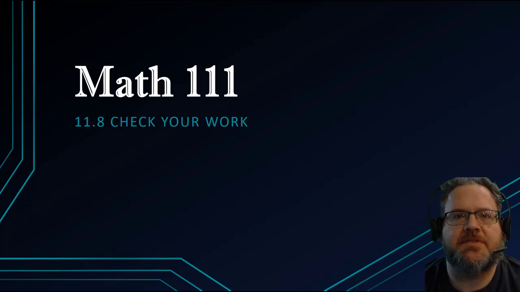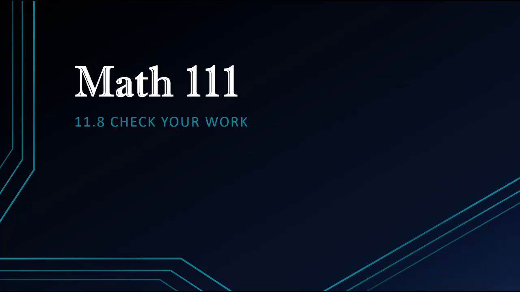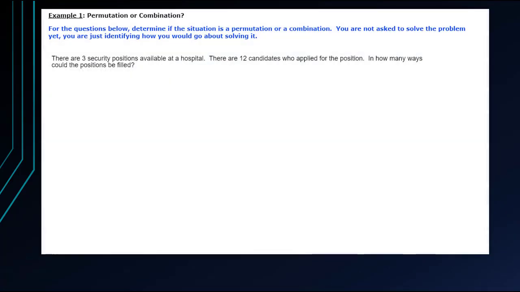In this video, I will review the problems that were presented as examples in the reading summary so that you can check your work. So for example 1, you're just asked to determine if a permutation or a combination would best describe the situation. You're not asked to actually do the calculation, just to say which one should be used for the given circumstance.